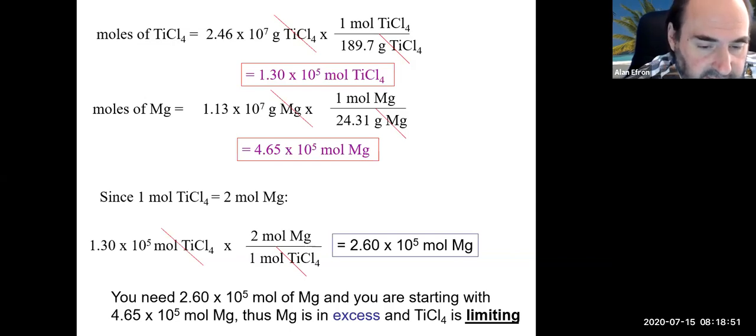And that's what this relationship is here. That 2-to-1 relationship comes from the equation. And basically what they did here is they figured out that if I want to use up 100% of my starting amount of TiCl4, I would need to put in there 2.6 times 10 to the 5 moles of magnesium. And what I do at that point is I compare how much was needed, which is this number, to how much I started with.